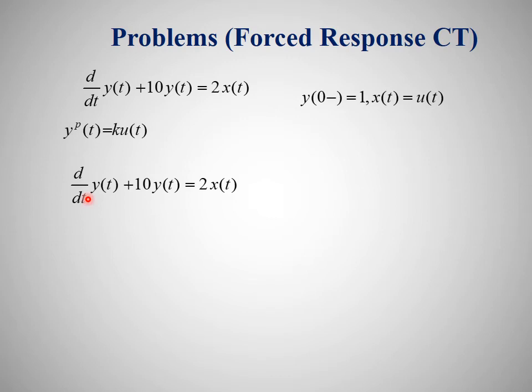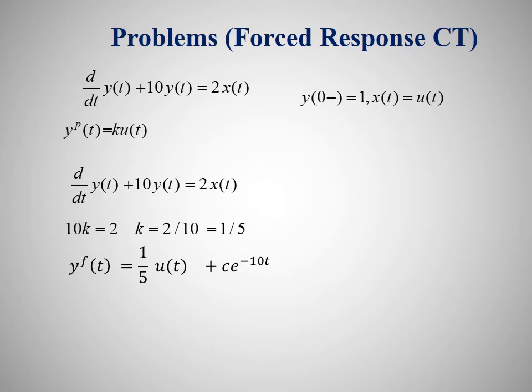Considering the expression d by dt of y of t plus 10 y of t is going to be equal to 2 into x of t, substituting the particular solution, we will be getting 10k equal to 2 into u of t, that is 2 into 1. So 10k will be equal to 2, k will be equal to 2 by 10 or 1 by 5. Thus the particular solution is yp of t is going to be equal to 1 by 5 u of t.